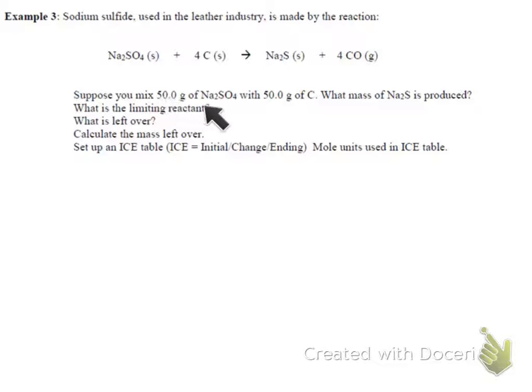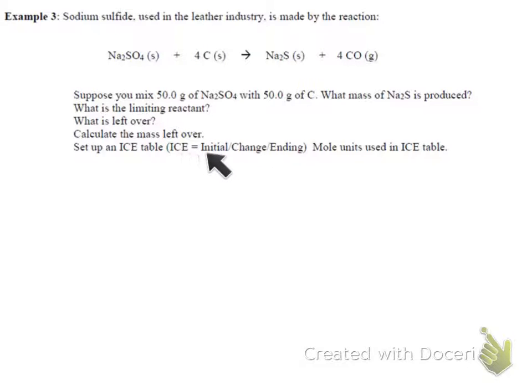So we mix 50 grams of sodium sulfate with 50 grams of carbon. What mass of sodium sulfide is produced? So we need to see which one is limiting and which one's going to give us a theoretical yield. The other one's going to be left over, and we have to be able to calculate that.